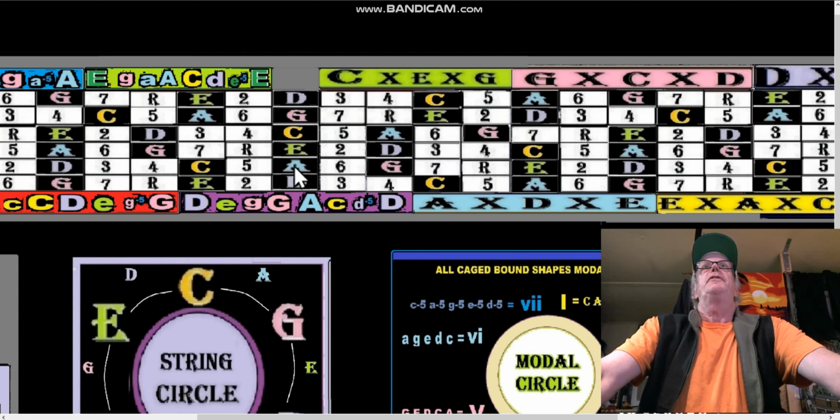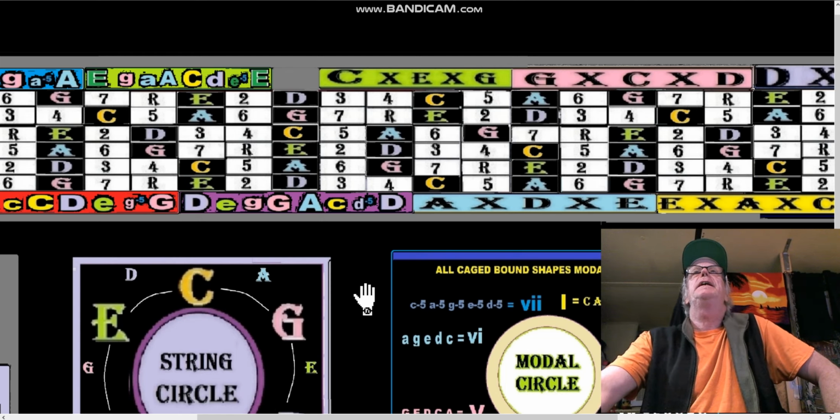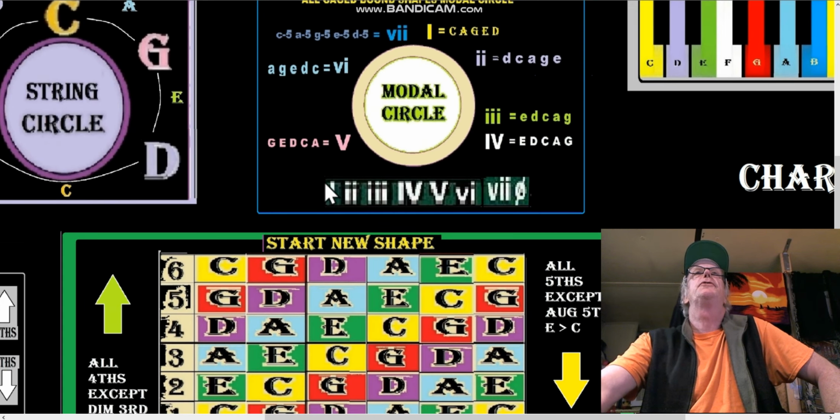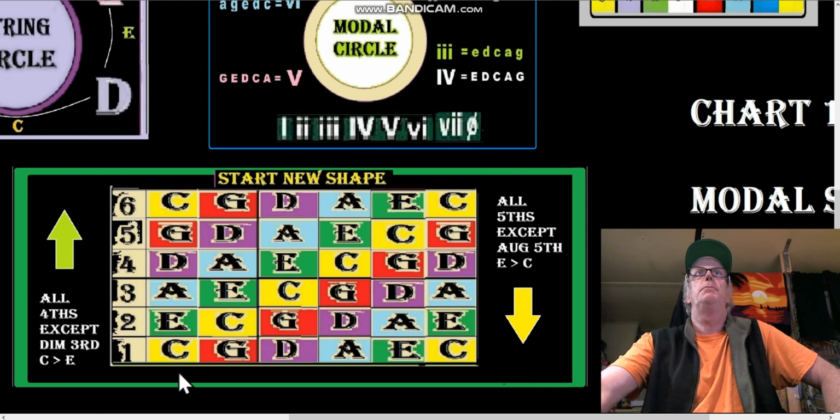So we've got the string shapes anywhere, and that gives us freedom. Those little string shapes are anywhere on the keyboard. That's why we would want to start from one of those string shapes and then move to the right, to the left, up or down from there. This is the original start a new shape pattern board.